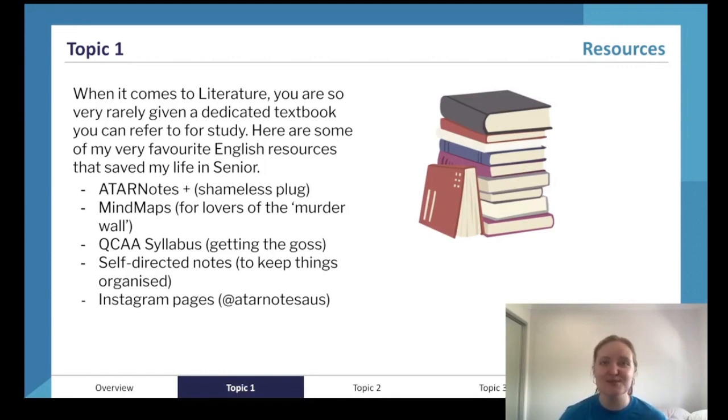So there are a few resources that you can give yourself that are going to help you as you complete your independent study throughout the year.